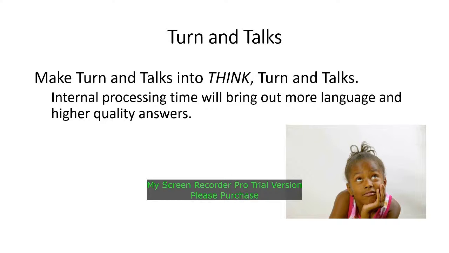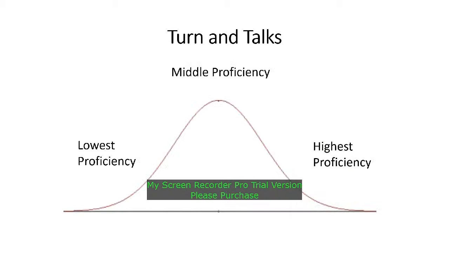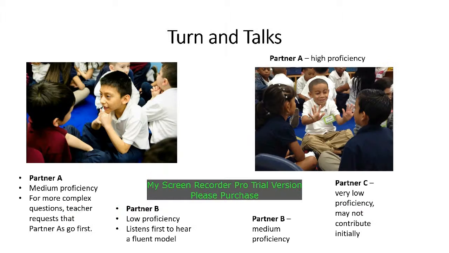Second, make sure you're intentionally pairing students. Of course, all of our classrooms don't work out this neatly, but most of our classrooms look something like this, with some low proficiency students, a lot of middle proficiency students, and then some high proficiency students. Make sure that your students are intentionally partnered so that wherever possible, lower proficiency students have a medium proficiency peer, and other medium proficiency students have a high proficiency peer as a partner.